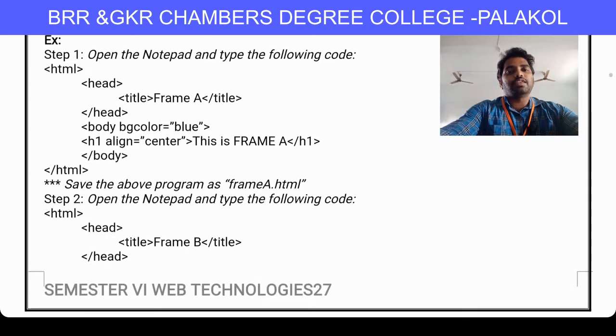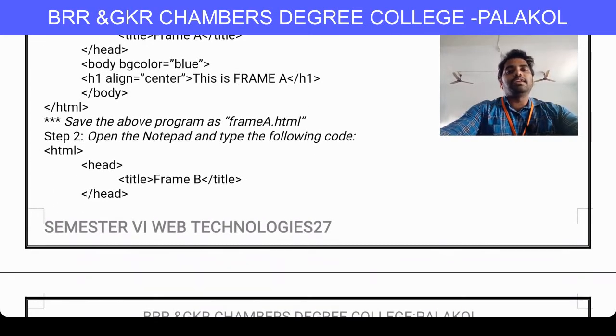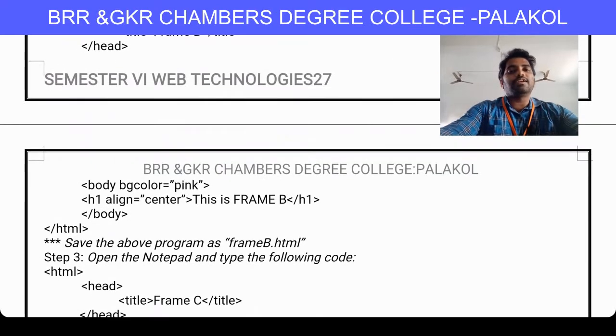Second web page: open Notepad and type the following code. HTML, execution is started. Title: frame B. You write the head tag, head open. Next, inside it, title frame B, title close, and head close. This is the default section. Next, body background color is pink. This is the second web page. Background color equals double quotation pink. H1 align equals center, this is frame B. H1 close, then body close and HTML close. Save the above program as frameb.html. The second web page is completed.